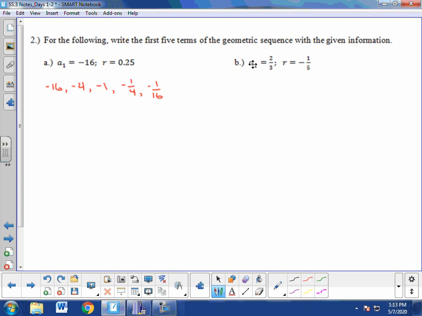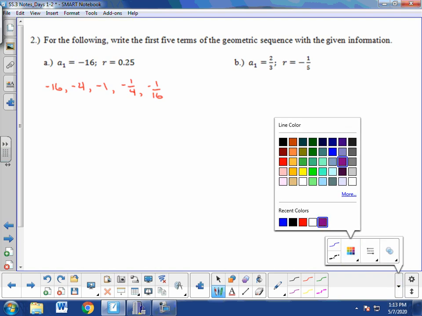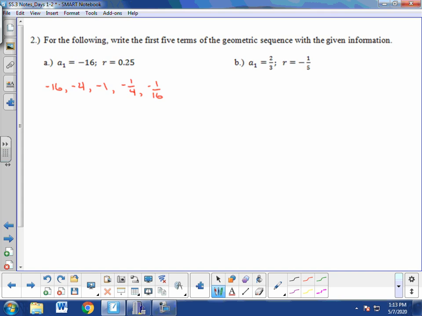Now, see if you can pause the video and figure out the first 5 terms in the sequence denoted in B. Hopefully you had a chance there to get an answer. So the first 5 terms, this is going to start with 2/3. And if I multiply by 1/5, this would become 2/15.